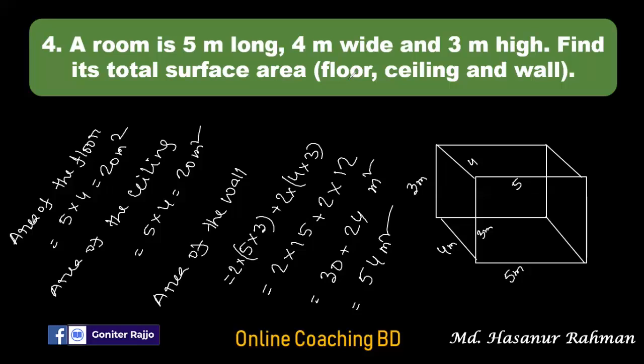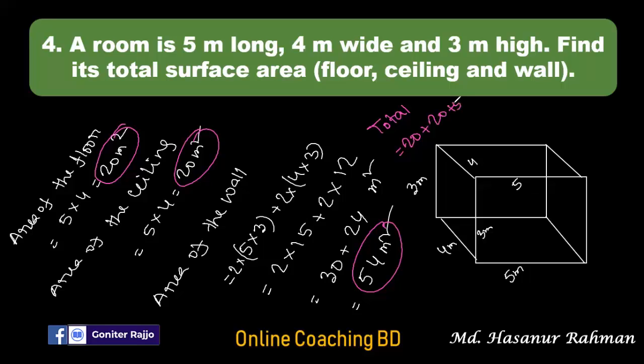So now what will be the total surface area? That means we have to add this one, and this one. So the total surface area will be 20 plus 20 plus 54. That is 94 meters square.